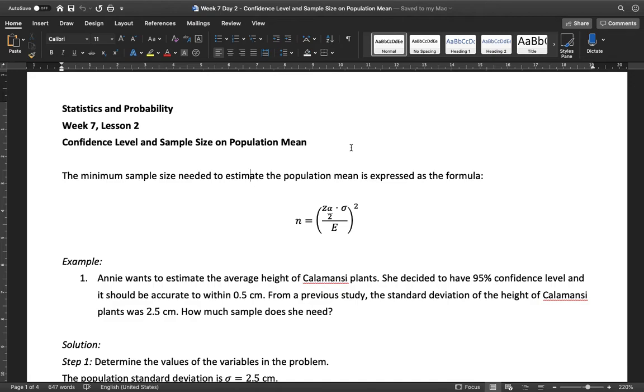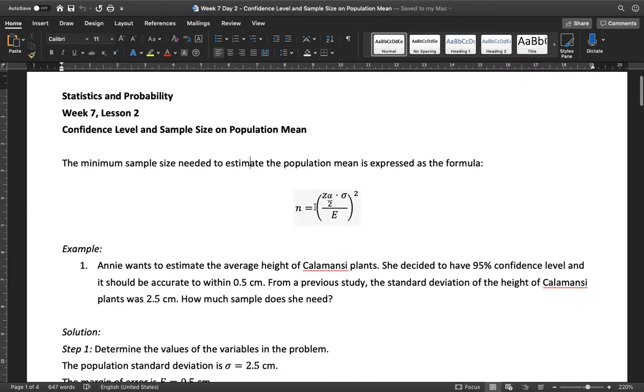population mean. Okay, so this time we're going to determine ilan ba dapat yung sample natin if we're going to conduct a particular study. So, the minimum sample size needed to estimate the population mean is expressed as this formula. The sample size is equal to the z score, the critical value, times the population standard deviation divided by the margin of error, and we square that entire expression. So we make use of the same critical values for each of the levels of significance that we have, and we only use this if we have an idea kung ano yung population standard deviation.